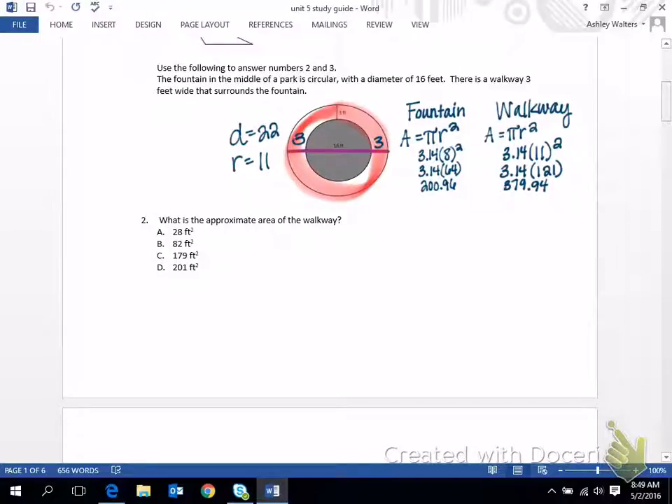So now we'll take the area of the large circle and subtract the area of the small circle, and the remaining portion will be the area of the walkway. And that leaves us with 178.98, which rounds to 179 feet squared.